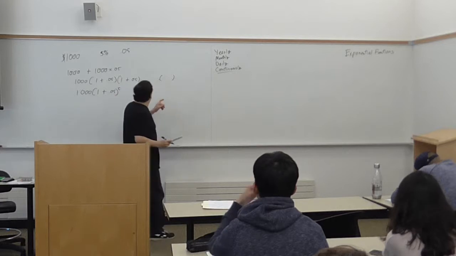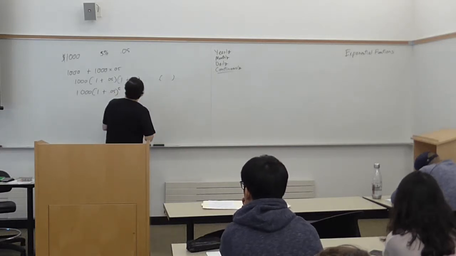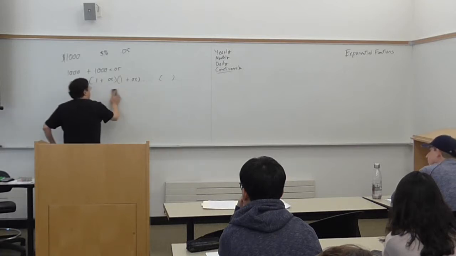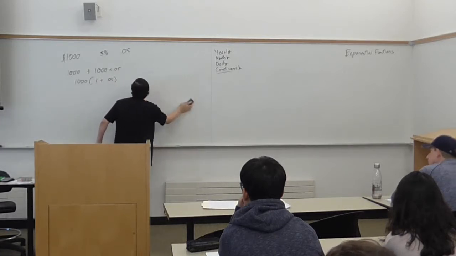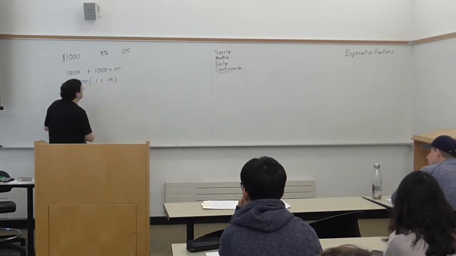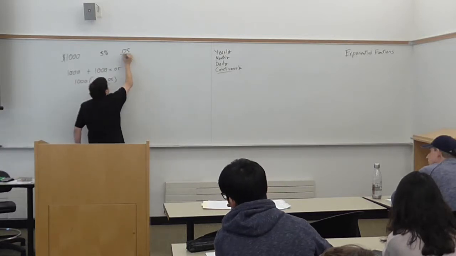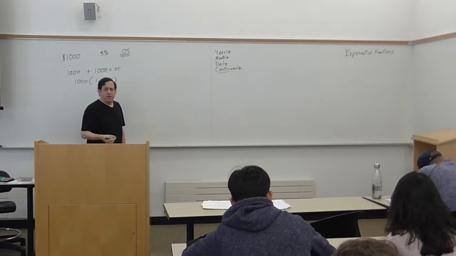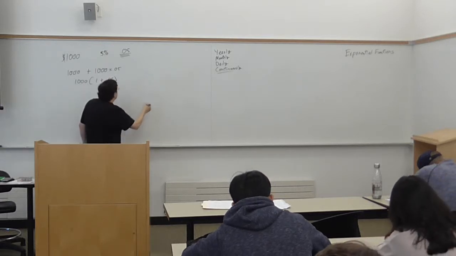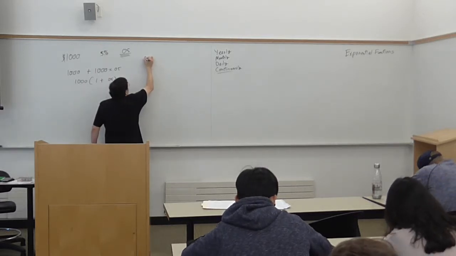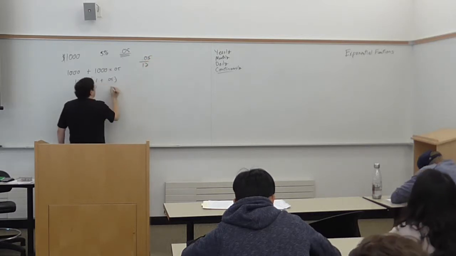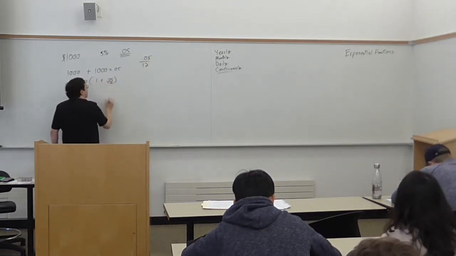Okay, so this is yearly. How would I change this if it's monthly? Well, they're still going to give me a yearly interest rate. They're not going to change that. But the interest rate for a month is going to be 0.05 divided by 12. So we have to change this to 12.